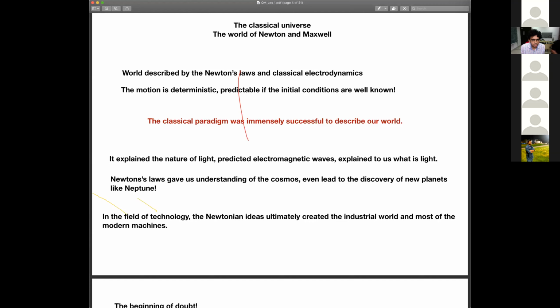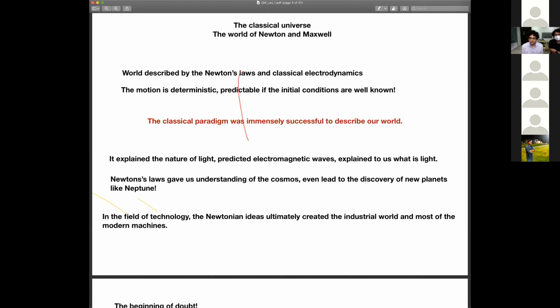That is exactly why I'm trying to say this again and again. And as is written in red, the classical paradigm was very, very successful in describing the physical world as we see it. Okay, it predicted electromagnetic waves that we measured in a lab. It gave us an understanding of the cosmos, and if you don't know this fact already, it led to the discovery of planets like Neptune.